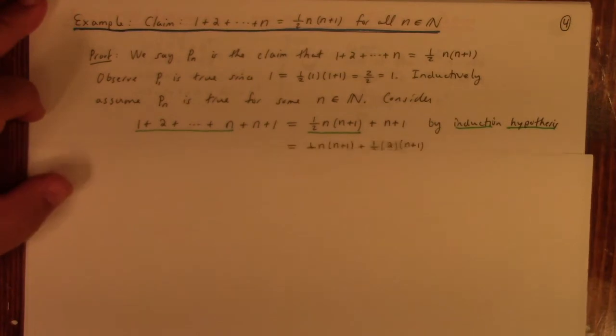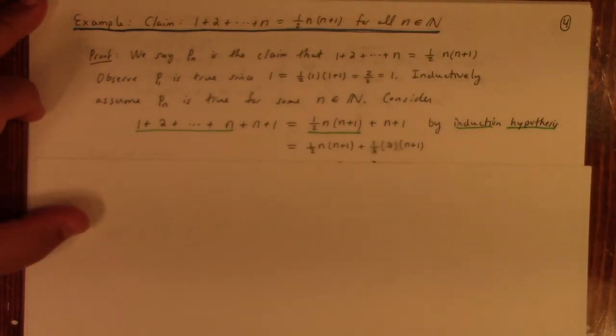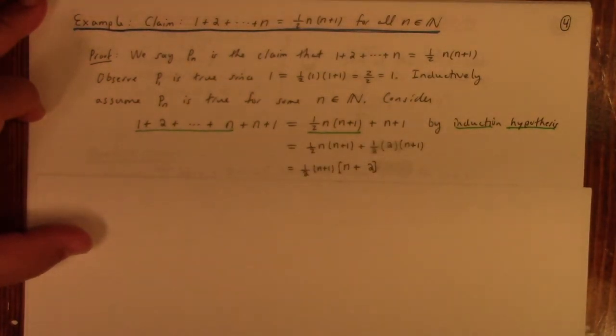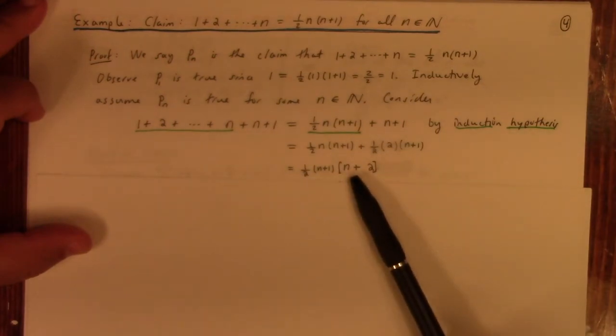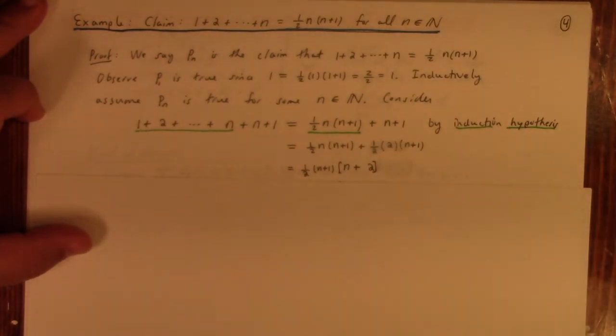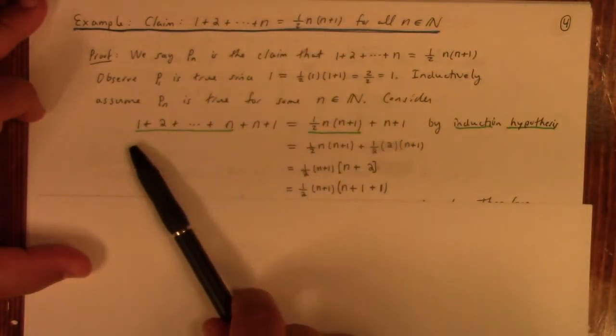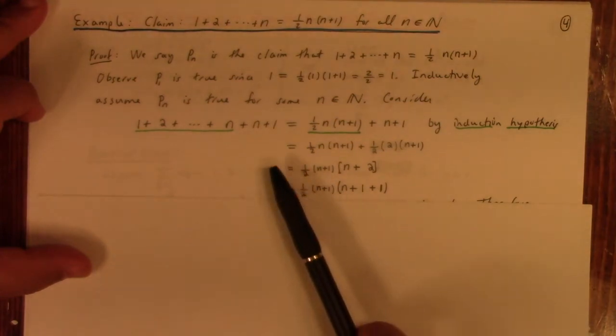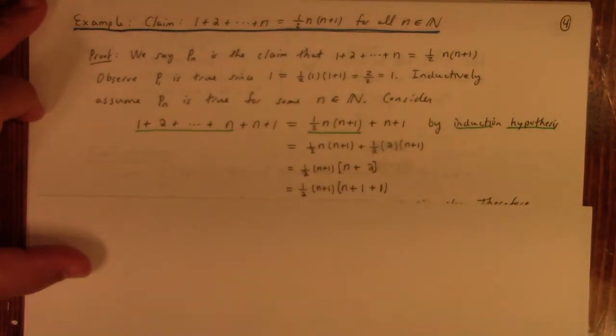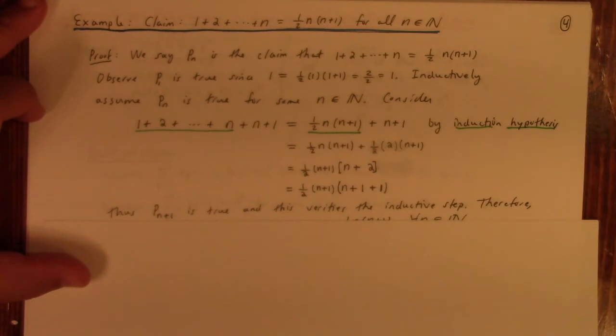So great, and then you do algebra, right? And you combine it, and what do you have? Lo and behold, you've got 1/2 n plus 1 times n plus 2, which is exactly 1/2 n plus 1 times n plus 1 plus 1, which is the claim written for n plus 1 rather than n. And so that proves that Pn implies Pn plus 1. In other words, that verifies the inductive step.